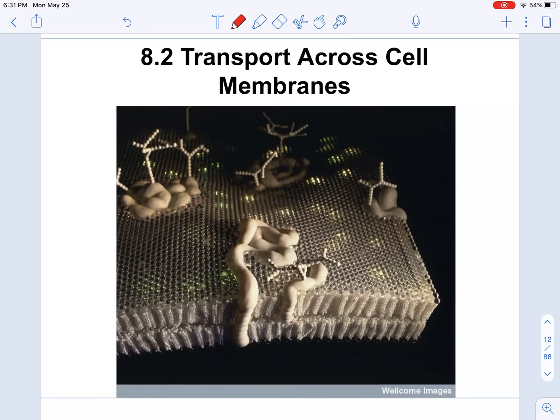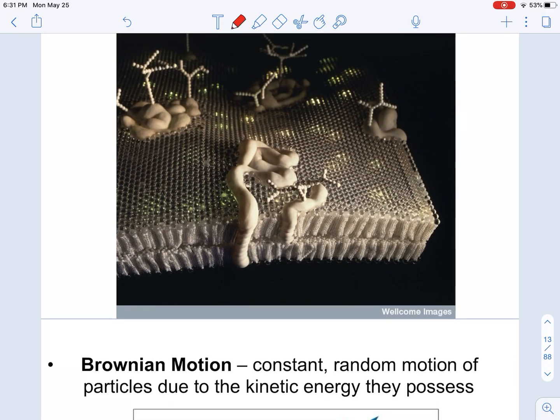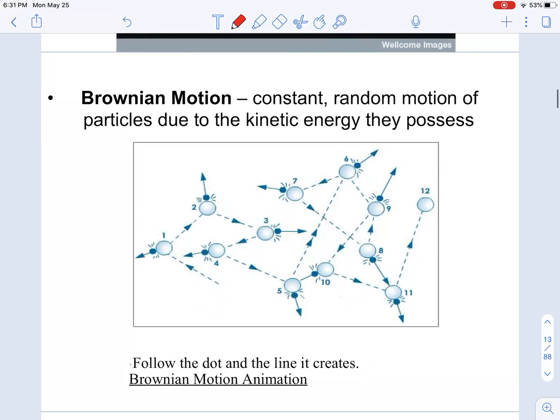Hi Science 10, welcome to the video lesson on how materials are transported across the cell membrane. So remember we have this phospholipid bilayer structure and embedded proteins in the cell membrane with the molecules that may be attached to them for cell recognition.